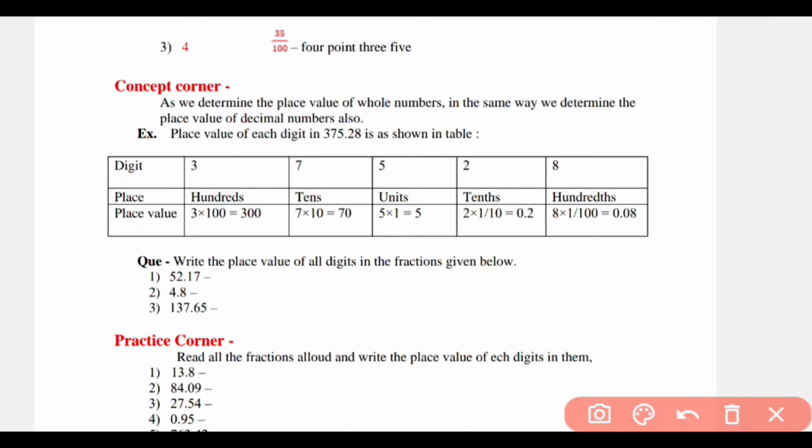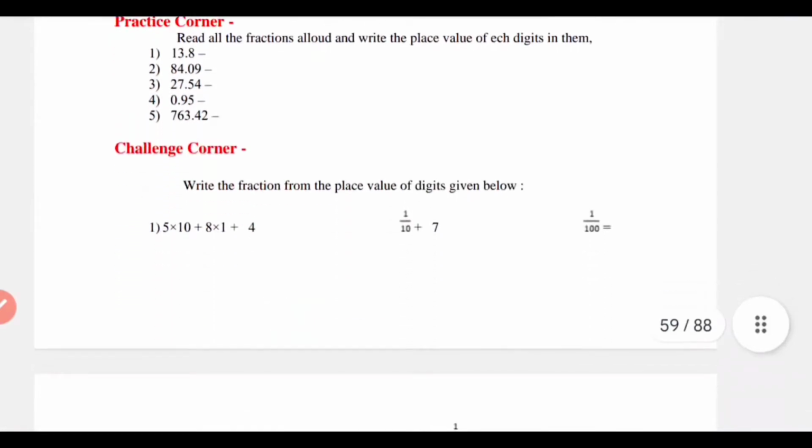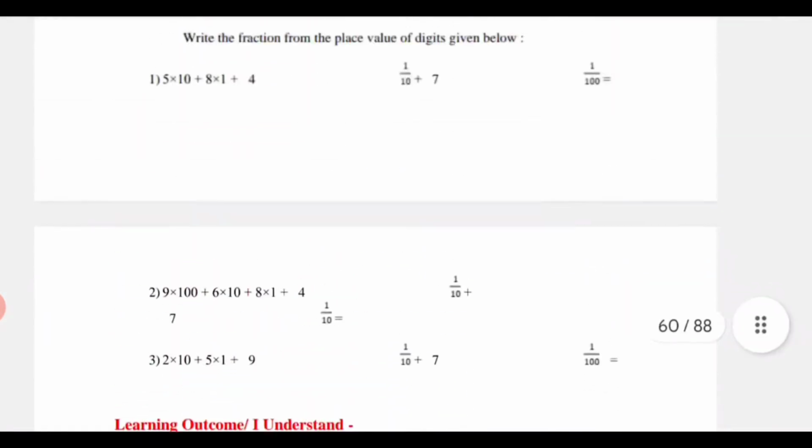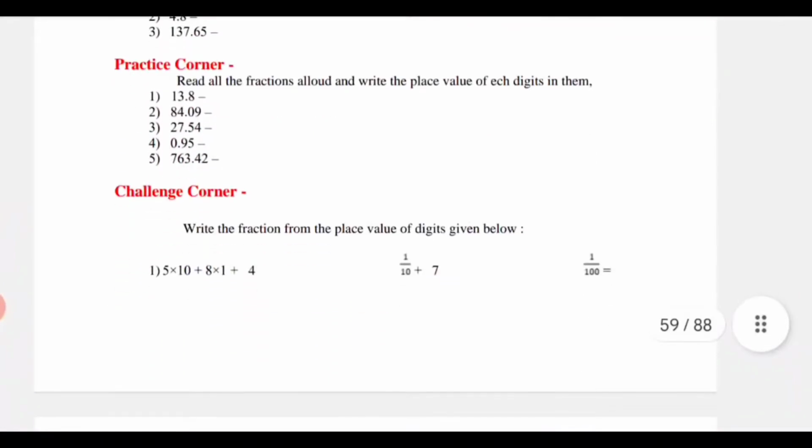So here the question is there. We have to write the place value of these digits. Then in practice corner also we have to read the fraction and write the place value of the given digits. Then in challenge corner also we have to write the fraction from the place values of the digits given below. We have been given the digits, and from those digits we have to write the fractions. So let us solve this practice corner, concept corner and challenge corner in our notebook.